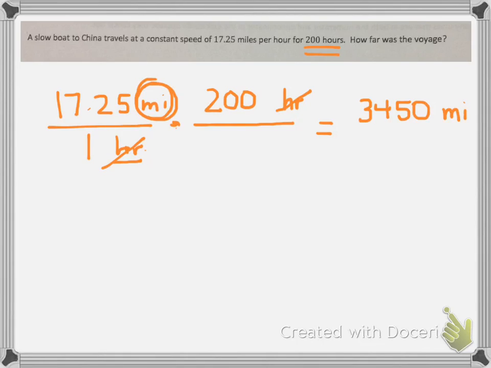That's using unit analysis. Notice I just set this up with a multiplication of another fraction. In this case, it was a conversion. It could have been a conversion rate. In this case, it was just 200 hours. It allowed me to cancel the number of hours so that I was left with only miles. All right, let's try another one.